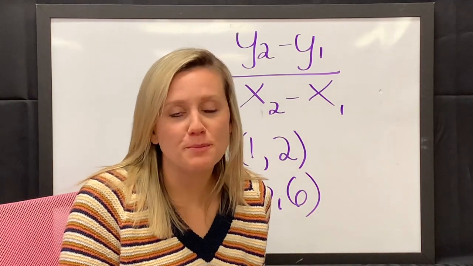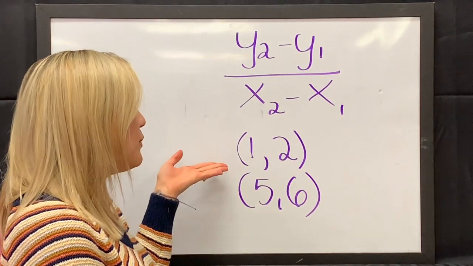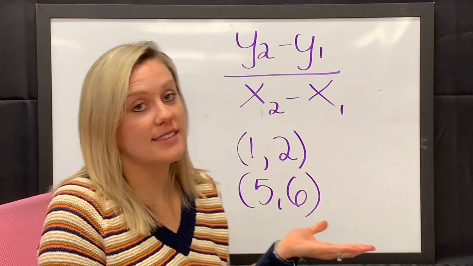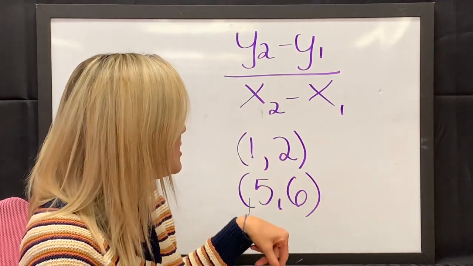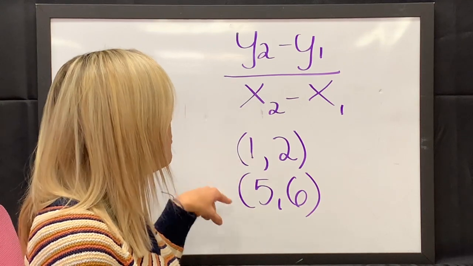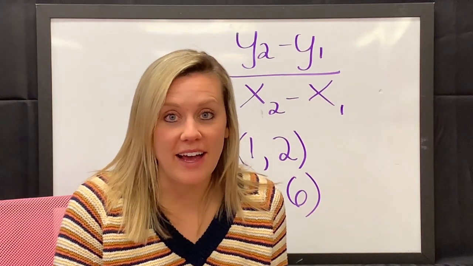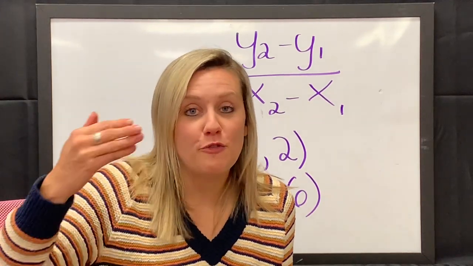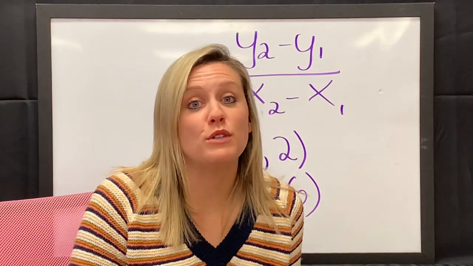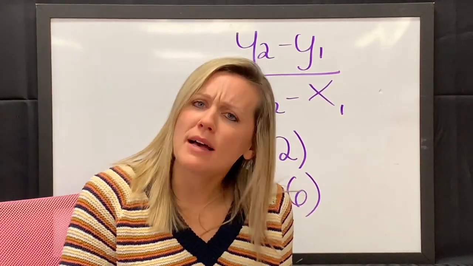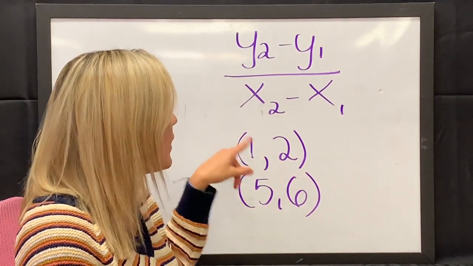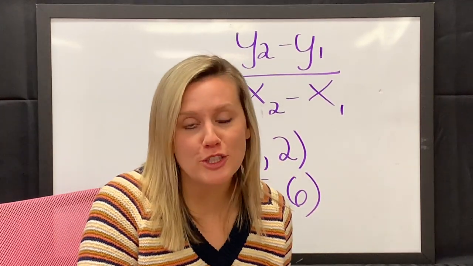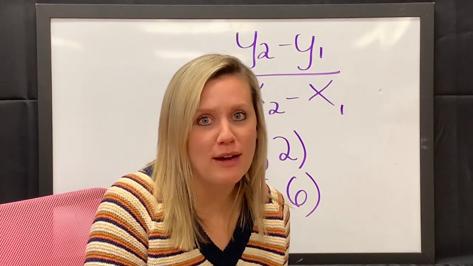Here was the first problem that we did. We had the point 1, 2, and we had the point 5, 6. And I told you to look at this number 2 and think, what would you add to 2 to get to 6? And then what would you add to 1 to get to 5? And we ended up getting 4 over 4, which would reduce to 1. So sometimes you might see this formula instead of the way I did it. And I just want to show you how this works just in case you ever run into it.